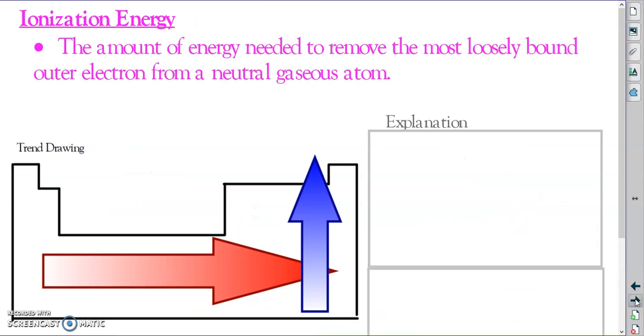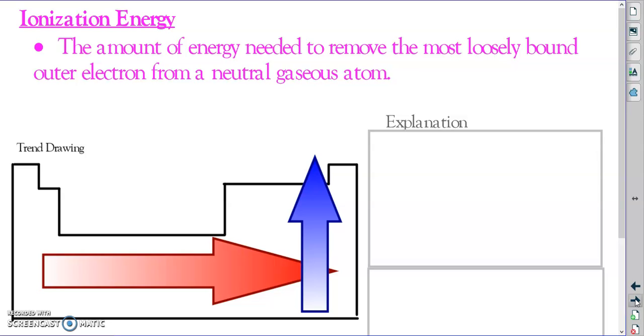All right, ionization energy. Ionization energy, like the definition says, is the amount of energy needed to remove the most loosely bound outer electron from a neutral gaseous atom. What that means is the energy needed to make something into a positive ion, into a cation. When you make an atom from a neutral atom into a positive ion, you are removing an electron from the outer layer, the most loosely held electron. That makes sense. And to do that, it depends upon the size.